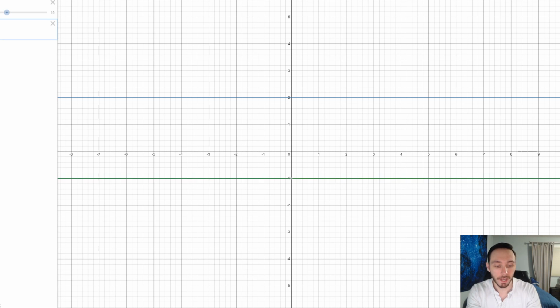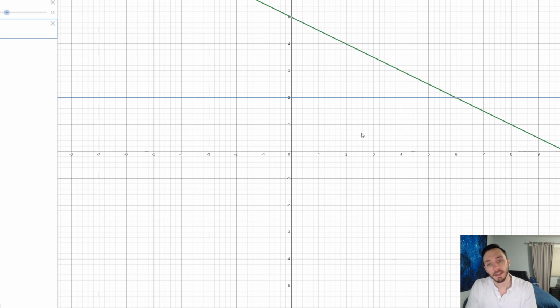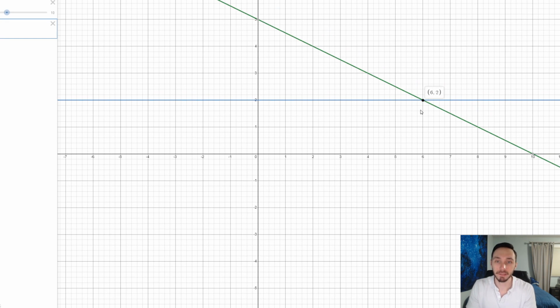Y is equal to negative 1/2 x plus 5. Okay, and then I can come up with my solution here, which, by the way, is a lot more painful on a TI-84. You have to do second, intersect, find the first equation, enter, second equation, enter, enter again. It'll find your ordered pair.